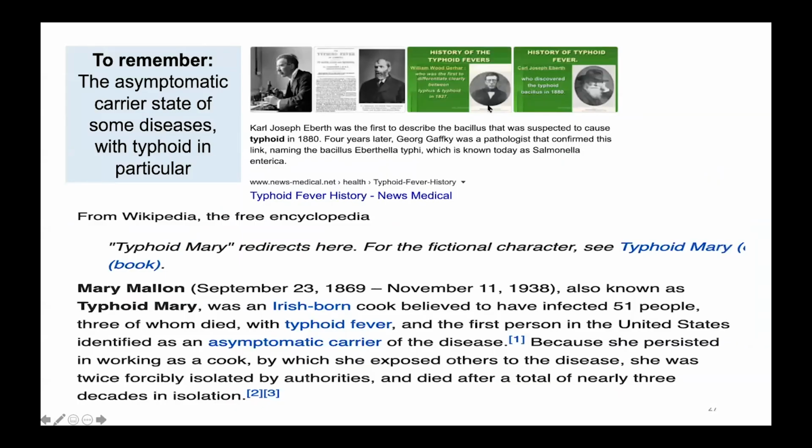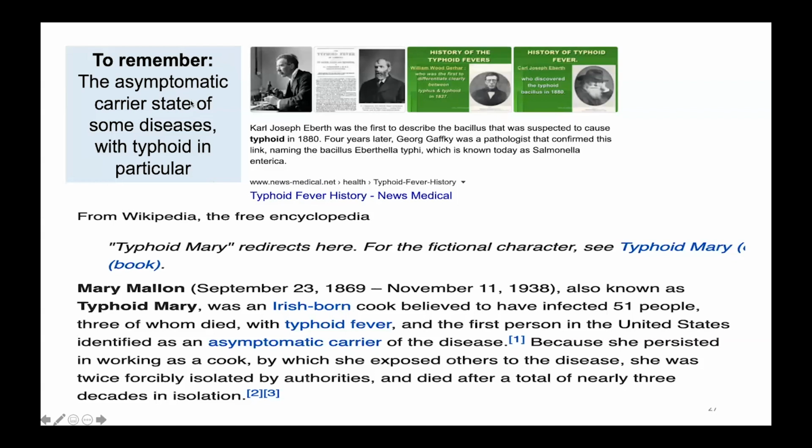Last thing to remember about typhoid toxin, the asymptomatic carrier state of some diseases was described first in typhoid. So Karl Joseph Eberth described the bacillus that caused typhoid in 1880, and 4 years later a pathologist, as we pathologists continue to do, demonstrating the actual process of the disease that actually happens, confirmed this link, named Bacillus typhi, which is now known today as Salmonella enterica.